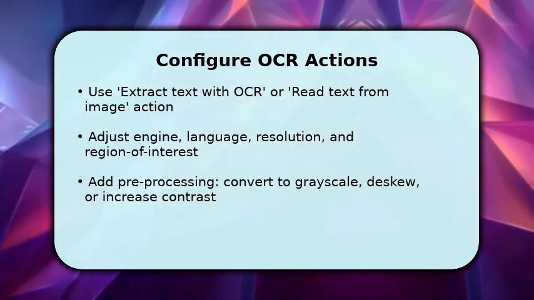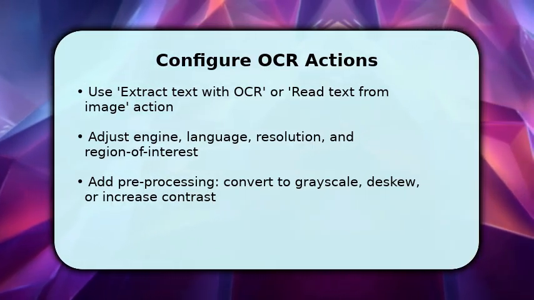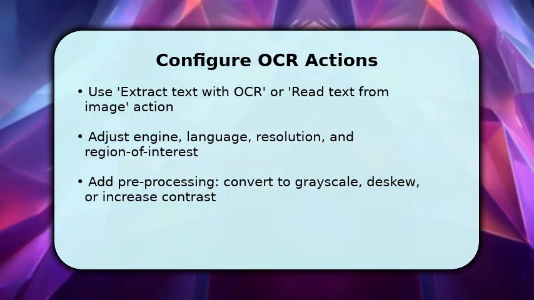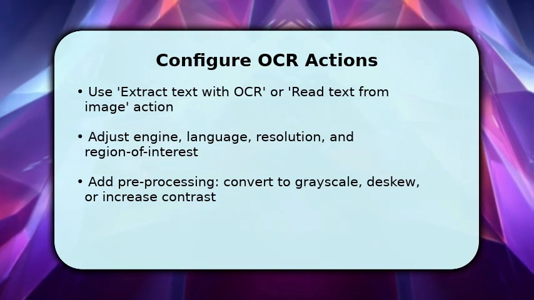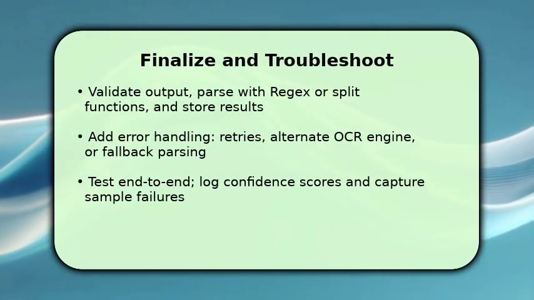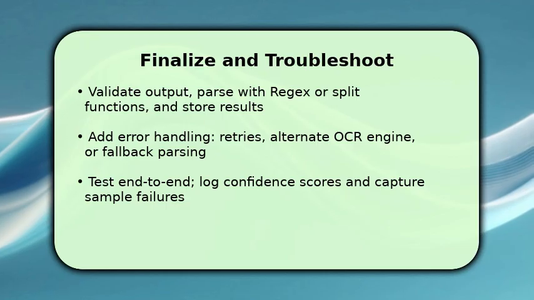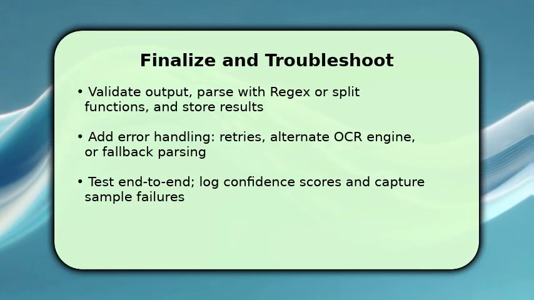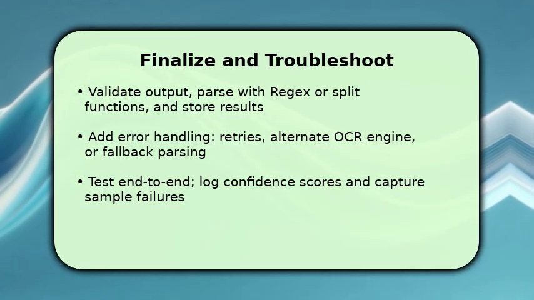Also set timeout and confidence thresholds, so your flow can handle low-confidence results gracefully and can finish by parsing and storing OCR output and explain why verification is essential. Use rejects or split functions to extract structured data, then write to Excel, a database, or a CSV.